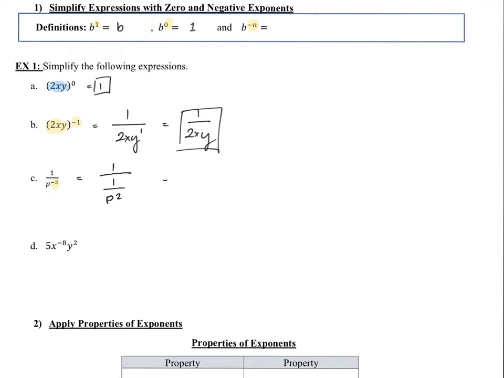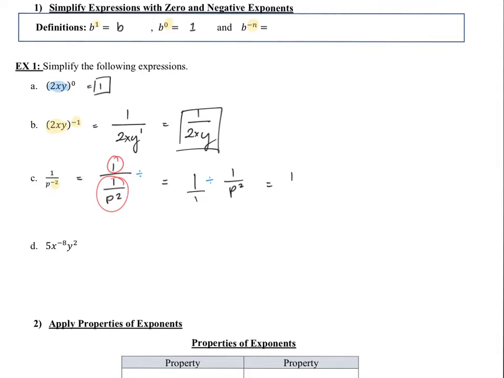Well, what this is saying is we have 1 divided by 1 over p to the 2nd power. So let me go ahead and rewrite this. We have 1 being divided by 1 over p to the 2nd power, which now we have a division of 2 fractions. Now you might say, wait a second, that's not a fraction. But I can make it a fraction by just putting it over 1, which you can do with any number.